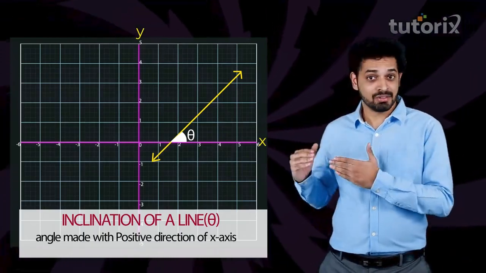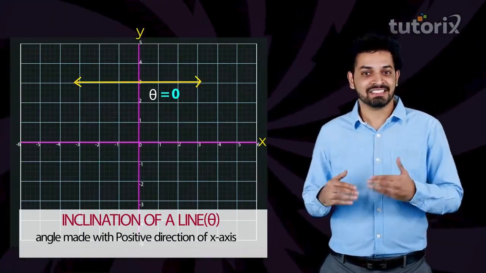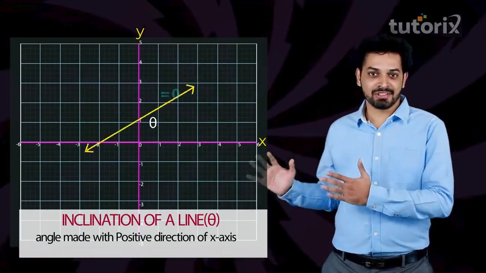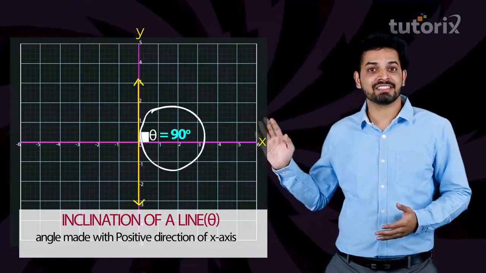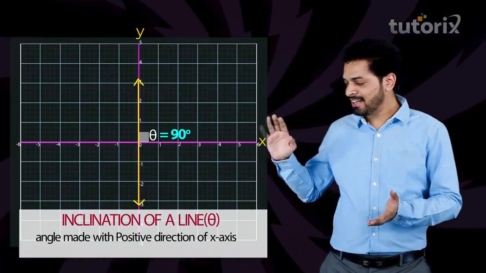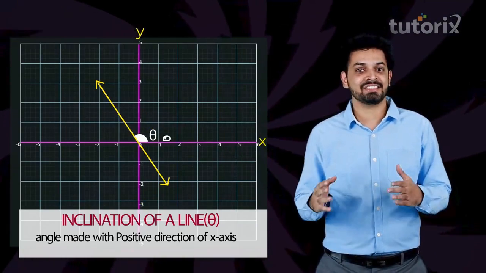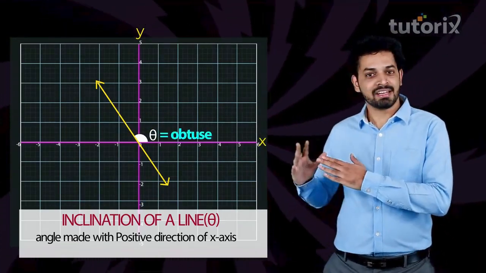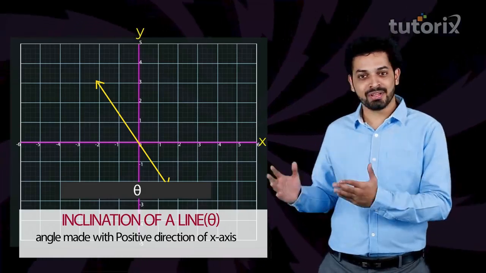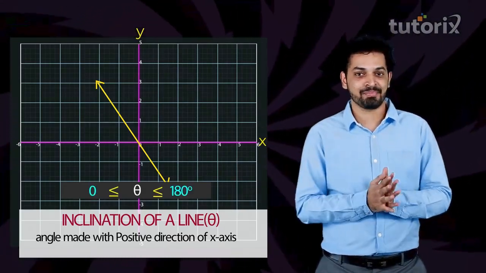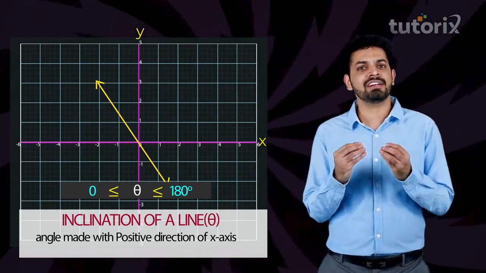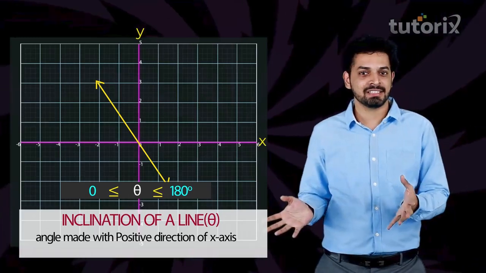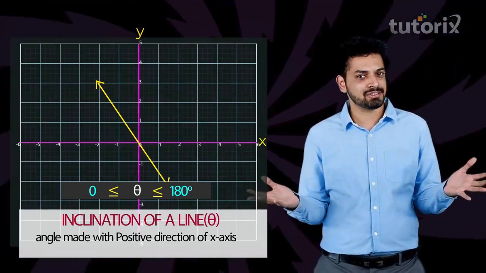Well, if you see, if the line is horizontal, the inclination theta is 0. If the line is inclined towards me, the inclination theta is acute. If the line is vertical, the inclination is 90 degrees. And if the line is inclined the other way, then the inclination is obtuse. Right? So the inclination theta can range from 0 degrees all the way till 180 degrees. But this inclination is not called the slope of a line because we haven't introduced any algebra into this.